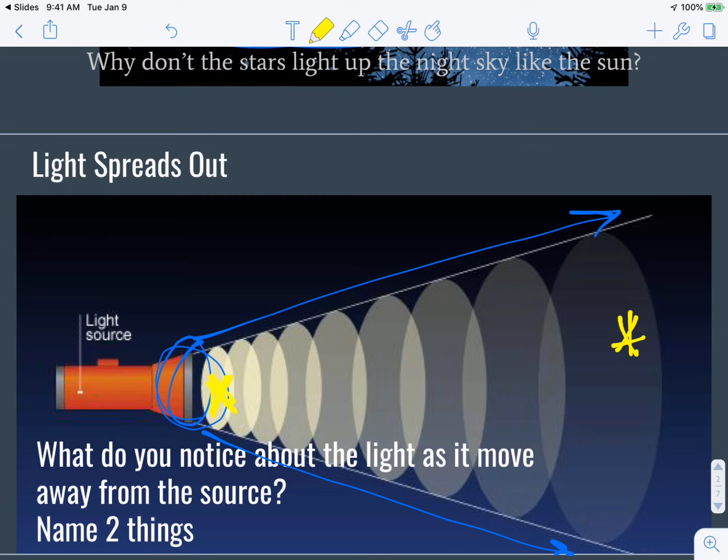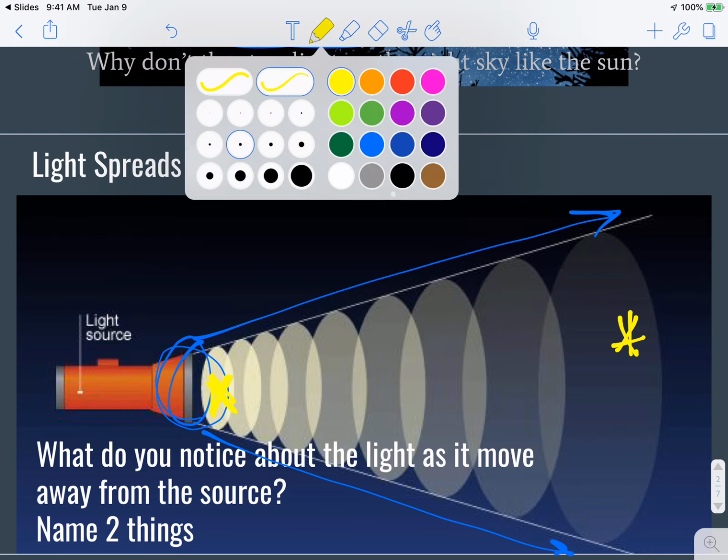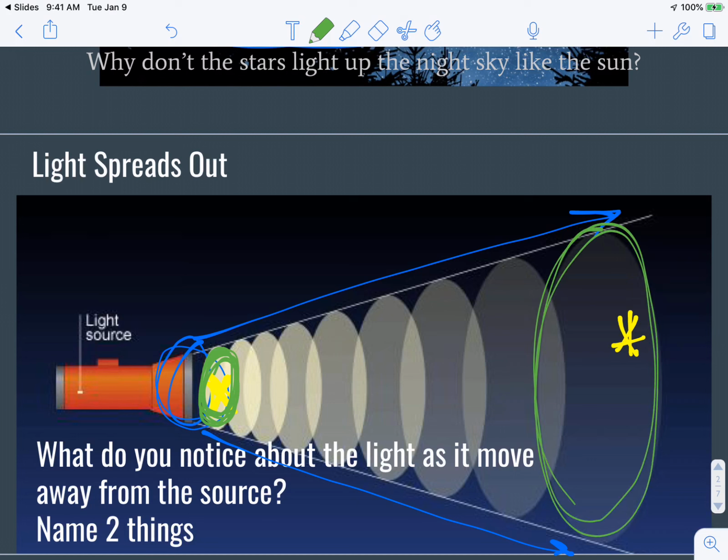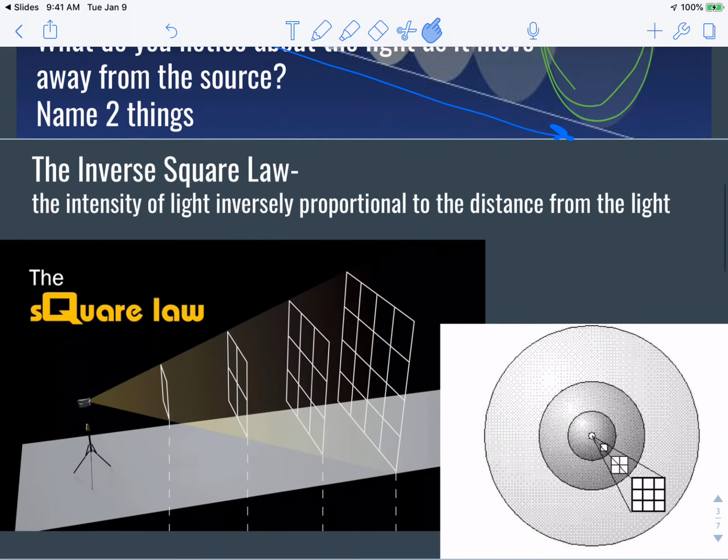So we lose some brightness out of our light as it goes from the point of origin to the point of reflection. We also notice the area that the light takes up. It's very small over here, but over here, it's very large. So we go from small to large and bright to dim. Two really important things to understand about light spreading out and light moving from one place to another.